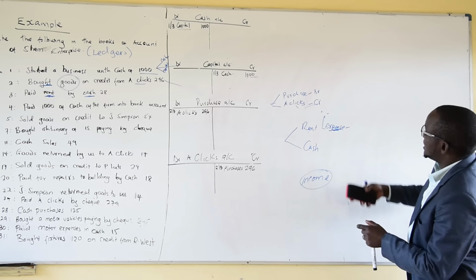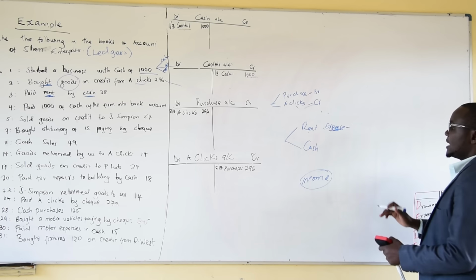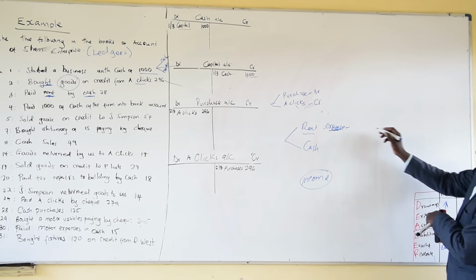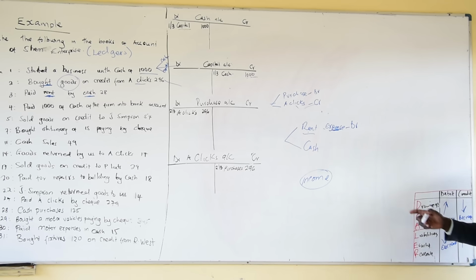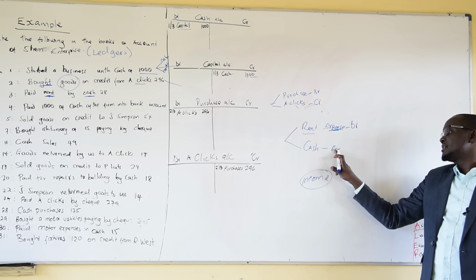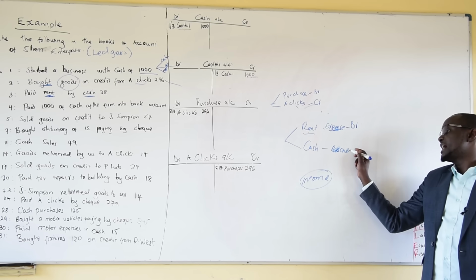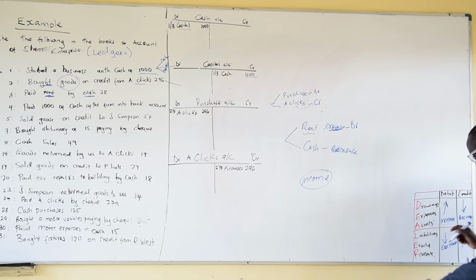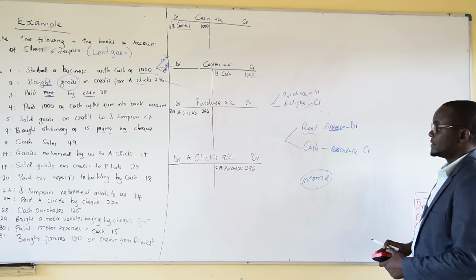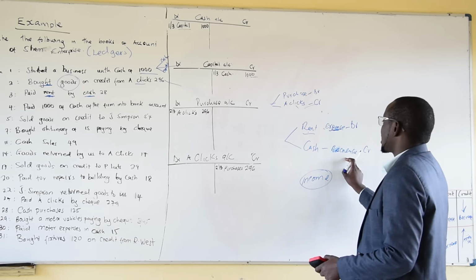We know that when we are paying for rent, we are increasing expenses. Increase in expense is a debit. Our cash, which is an asset, is actually decreasing. When we pay rent, we are decreasing cash. Decrease in an asset is a credit. So I need to credit the cash account and debit rent.